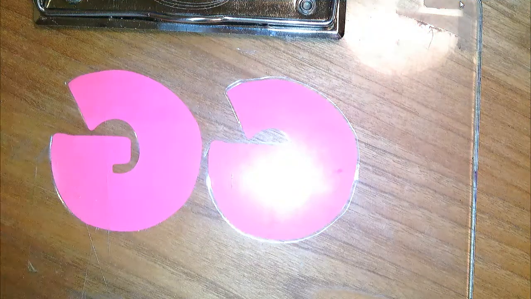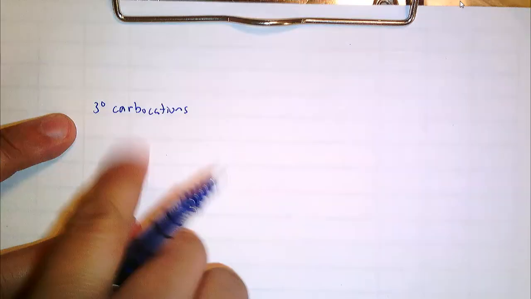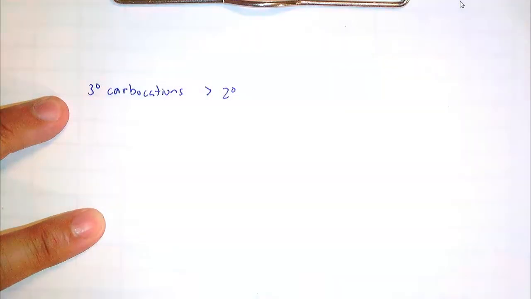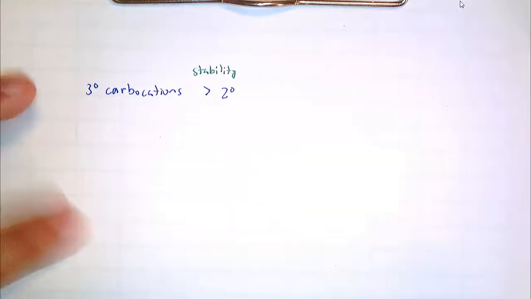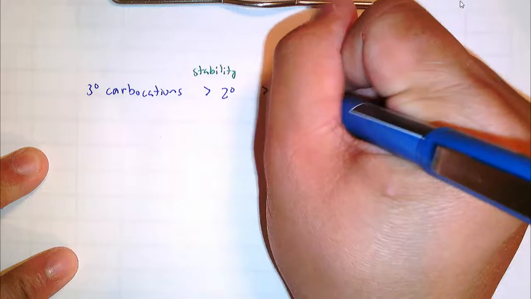So let me draw out the trend. And let's do a couple more examples. Okay, so the trend is, for now, tertiary carbocations. I'm not going to write the word carbocations all the time. Greater than secondary. What do you mean by greater than? Greater stability. Okay, so you have a greater than sign, but go ahead and put the parameter. Greater stability than secondary, greater stability than primary.